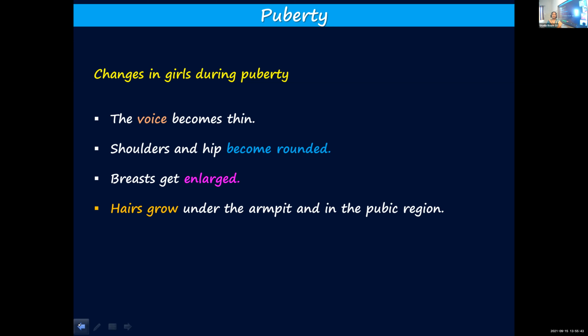Okay, all those changes you had learned in detail in class 8. If somebody has already forgotten, you can just refer to your 8th standard textbook. And these changes which are taking place at the time of puberty, some of them are common to both boys and girls. For example, growth of hair in different body parts is the same for boys and girls. And we also dealt with some of the changes which are different in girls and boys.